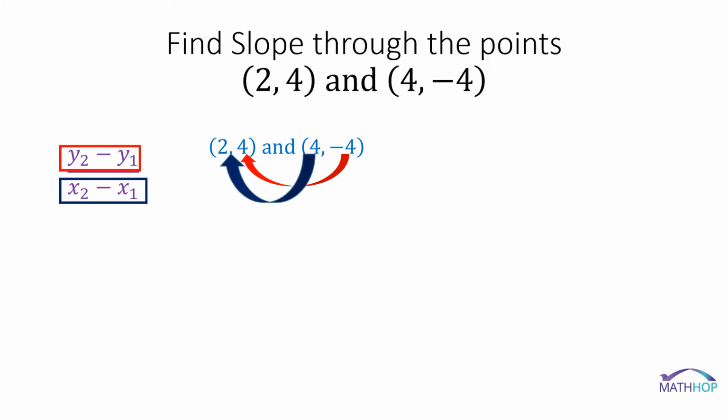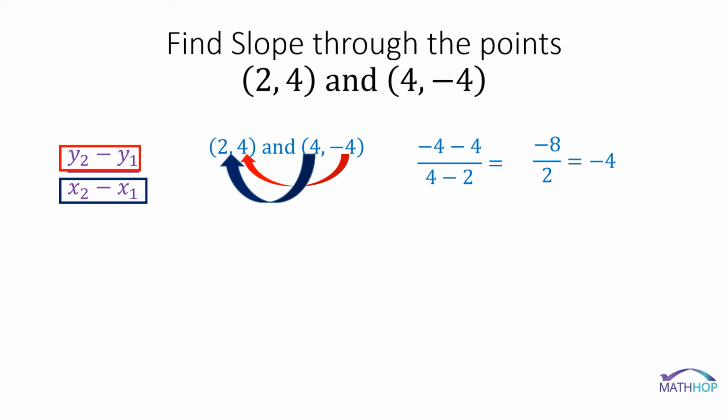Notice our arrows are moving in the same direction. It does not matter which point you label as the first or the second. It matters that you are consistent. If you are subtracting in this direction for y, you must also subtract in this direction for x. Let's look at what this looks like. Negative 4 minus 4 over 4 minus 2 is negative 8 over 2, or negative 4.